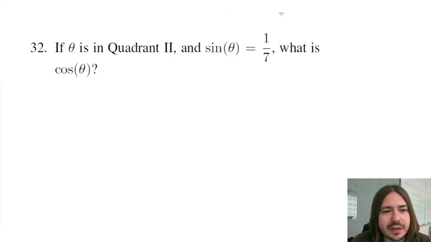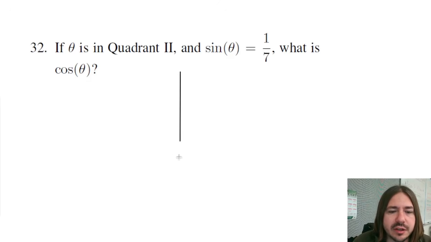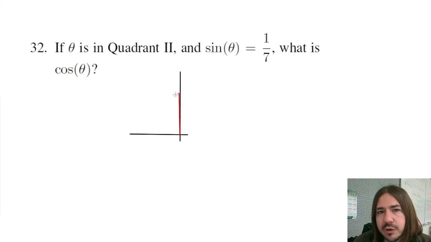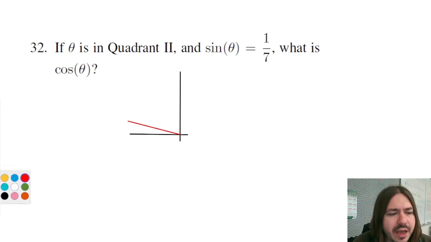Number 32 says, if theta is in quadrant 2 and sine of theta equals 1/7, what is cosine of theta? So let's sketch a little diagram showing where the terminal side of angle theta is. It's going to be somewhere in quadrant 2. We're not sure exactly where it is, but since sine is 1/7, we know that's the opposite side over the hypotenuse. So I'm going to make this opposite side a little bit shorter than the hypotenuse. Angle theta is this angle right here.